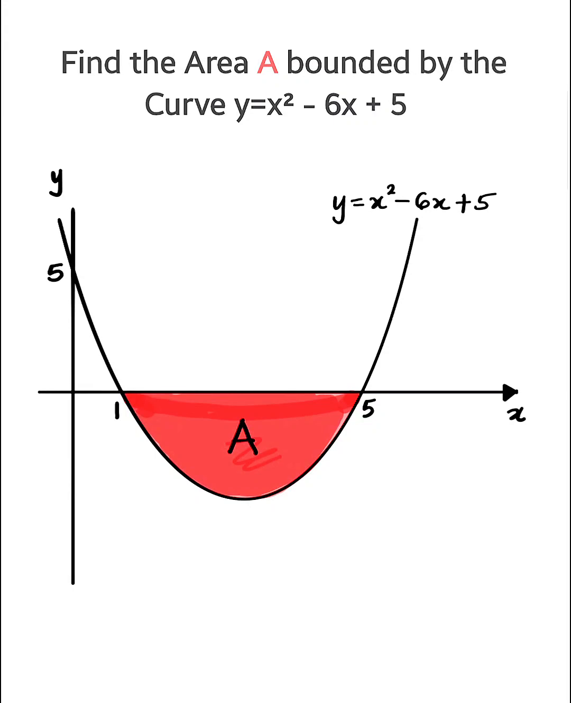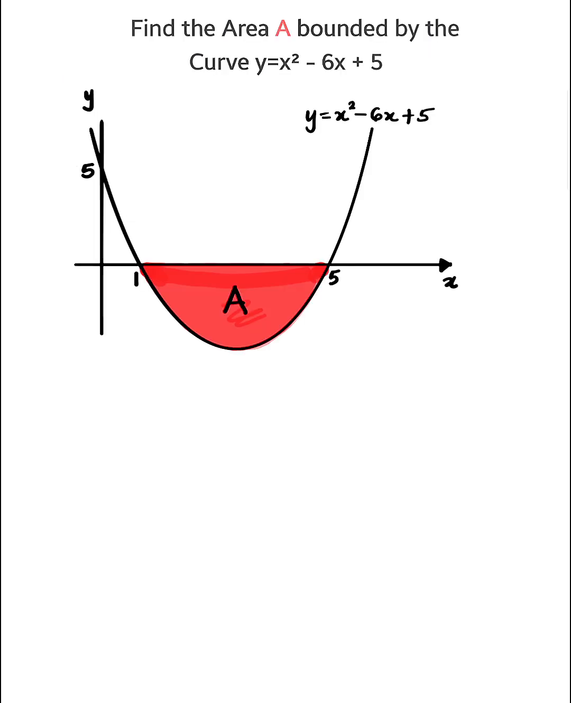Welcome to class. How do you find the area A bounded by the curve y equals x squared minus 6x plus 5? Now here is the curve, and you can see it intercepts at x equals 1 and x equals 5. Okay, so here's the area. So how do you go about it?